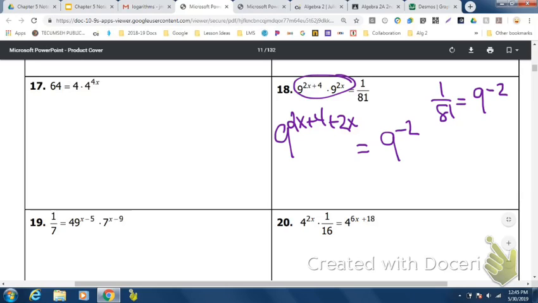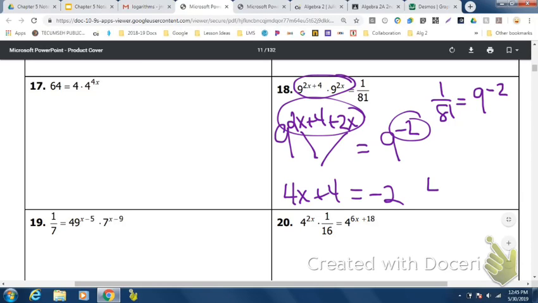Oops, that should be a plus of 2x. Okay, so those things are equal to each other. So 2x plus 2x is 4x, plus 4 equals negative 2, 4x equals negative 6, x equals negative 3 halves.